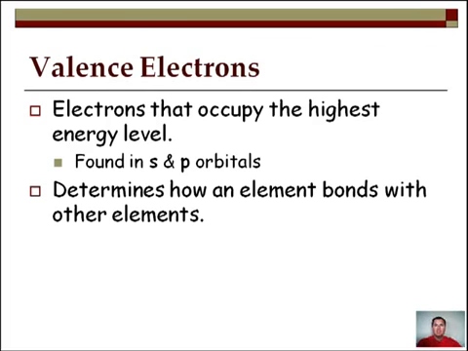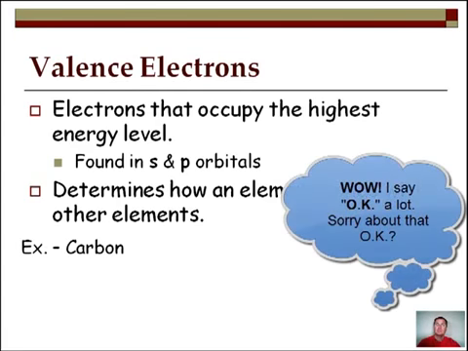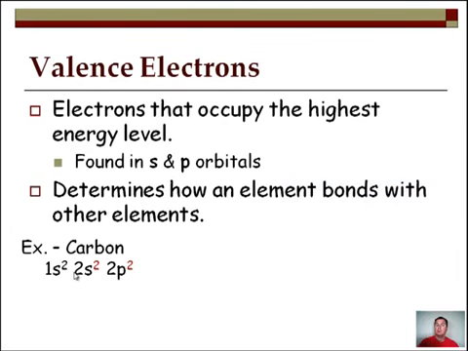And these valence electrons are going to determine how an element bonds with other elements, because they're going to determine the charge. For example, if we look at carbon, here is our electron configuration for carbon. If we look at the highest quantum number, which is 2, we have 2 in the s's and 2 in the p's, so carbon has 4 valence electrons.